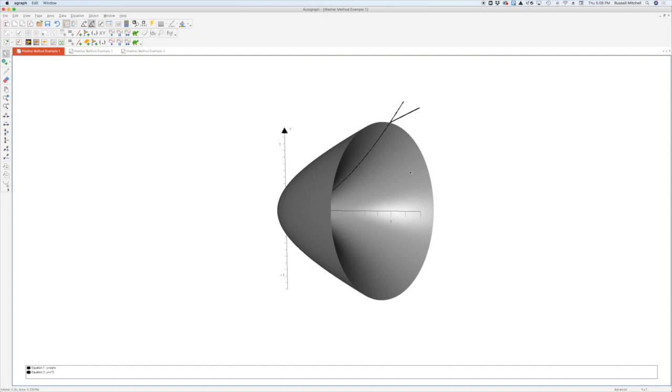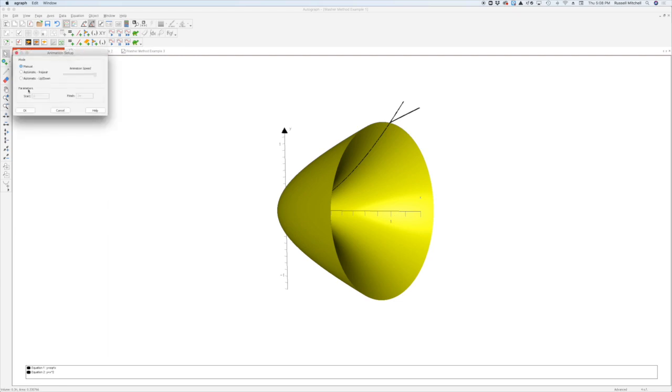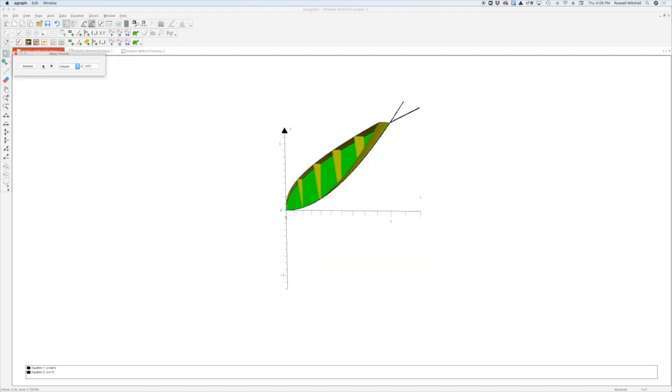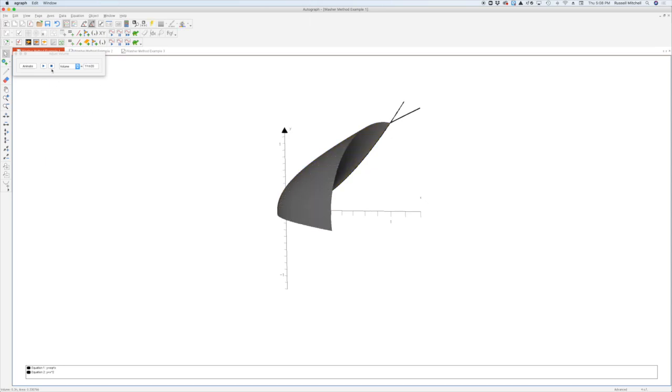I'm trying to get it to rotate. Okay, I'm going to animate, zero to 2 pi. And there we go. Now I'm going to do something real quick. I actually want to edit the area.